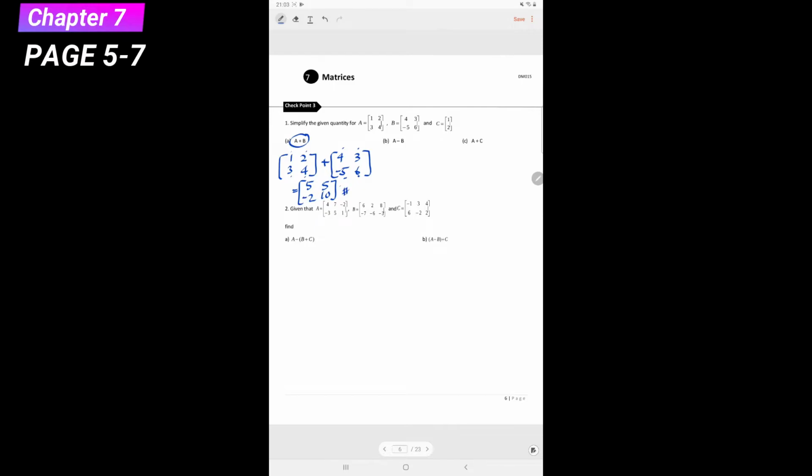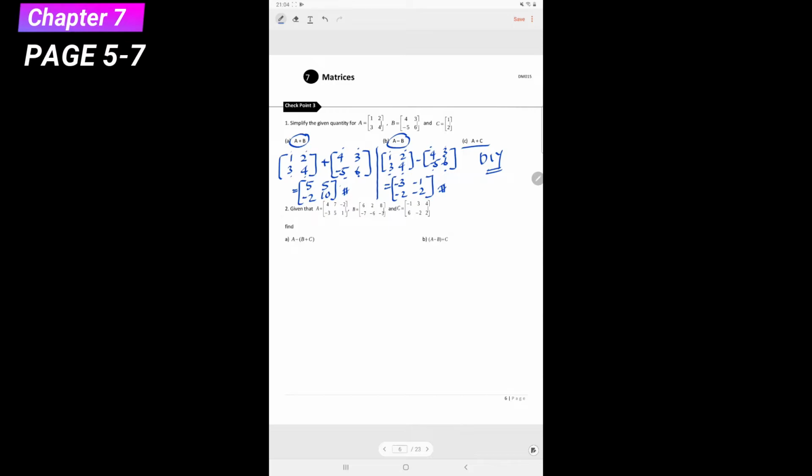Okay, for B, we need to do A minus B. So write matrix A first. Subtract with matrix B. So this is matrix B. Okay, so entry by entry. 1 tolak 4, we have negative 3. 2 minus 3, we have negative 1. 3 with negative 5, we have negative 2. And 4 minus 6, we have negative 2 also. Okay, so this is the answer. Easy? Okay, for C, please do it by yourself.